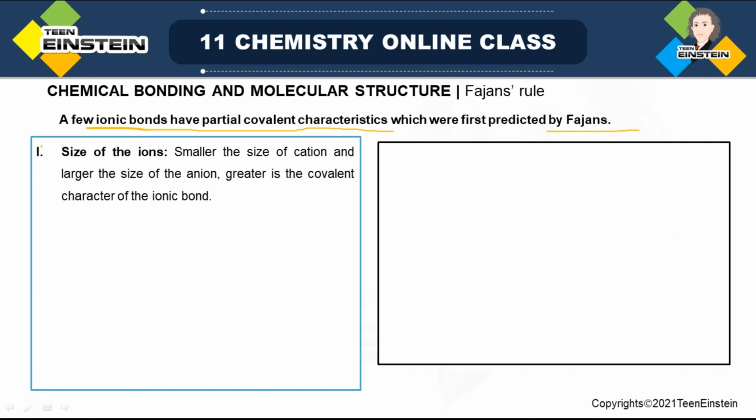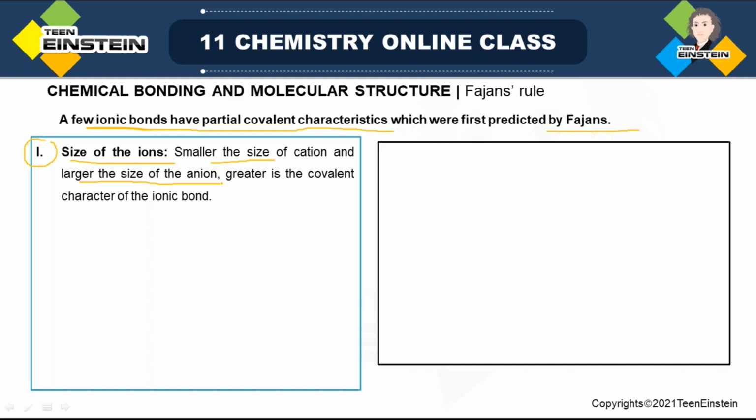Now the rule says, the first point, we have to consider the size of the ions. In the case of a cation, when it is very small, its polarizing capability will increase. And from the point of view of the anion, the larger the size of the anion, the higher the polarization possibility. So the cation must be small. The smaller, the better. That is, more covalent character will be generated.